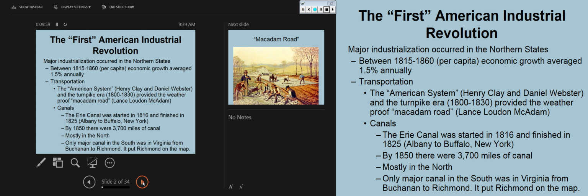What ultimately happens is the states pretty much step up and start to build their own roads. And in fact, many roads were built with private money. Many canals were built with private money or state monies. And nearly all railroads were built with private money. Okay? So this is going to be important because everybody wants to cash in, but not everybody can agree on how they're going to cash in.